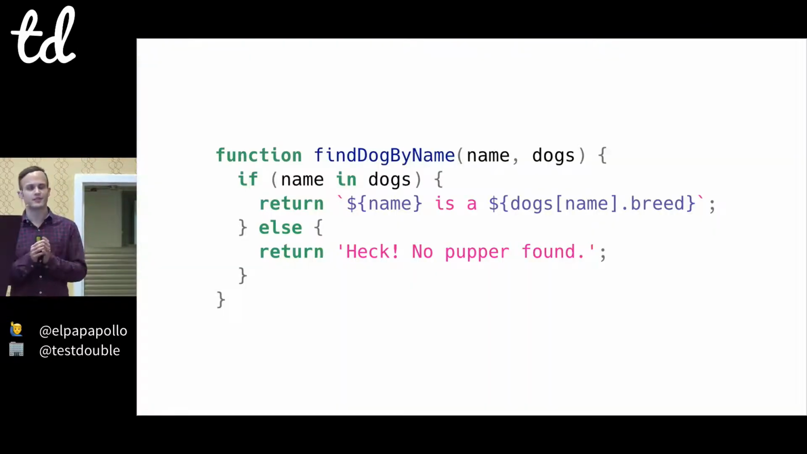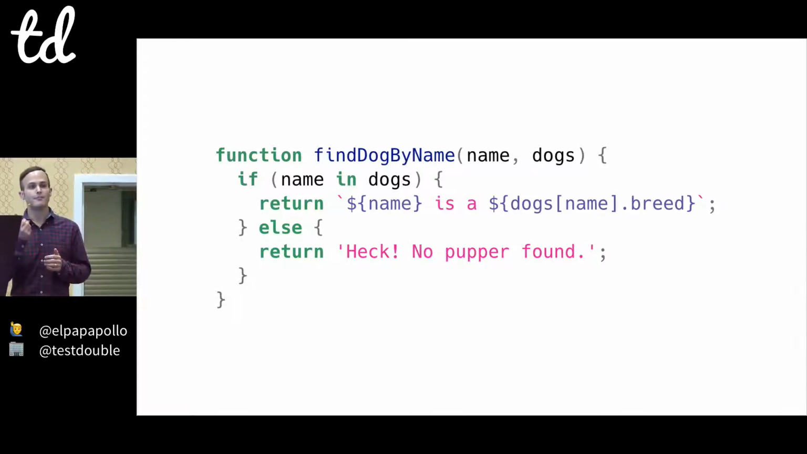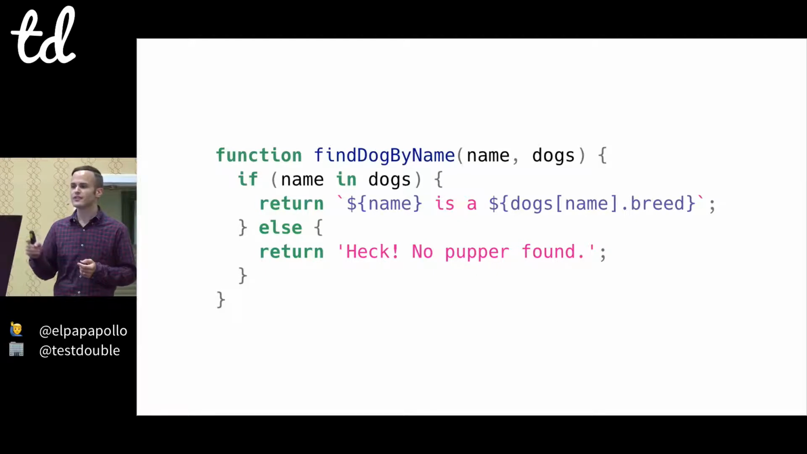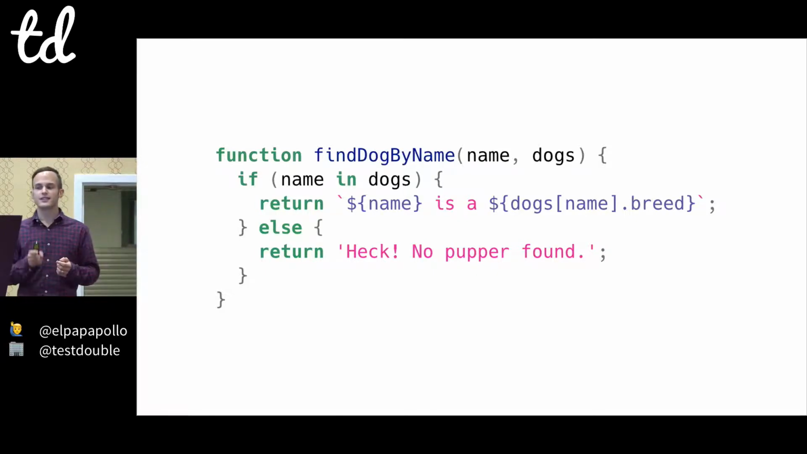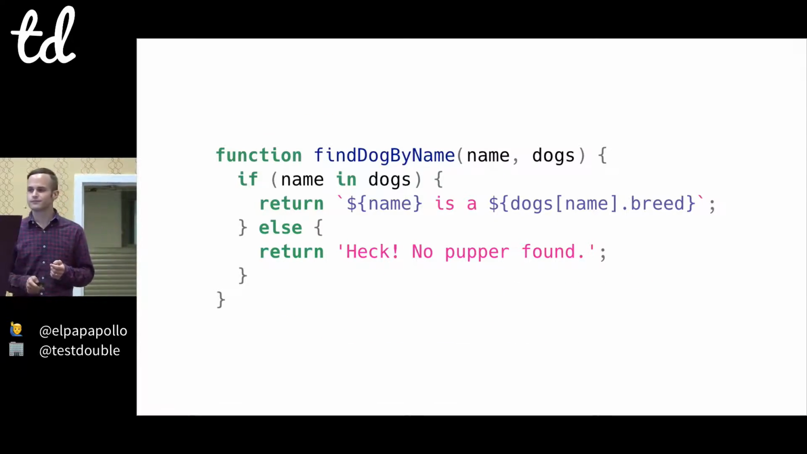So what are examples of this problem? Well, let's take a JavaScript example that finds a dog by name. We take a name string and an object of dogs. When we branch to see if the dog exists in the object, we immediately lose that information. We're trusting ourselves to write this correctly, and there's nothing stopping us from attempting to retrieve the dog in the else branch, even though it doesn't exist.